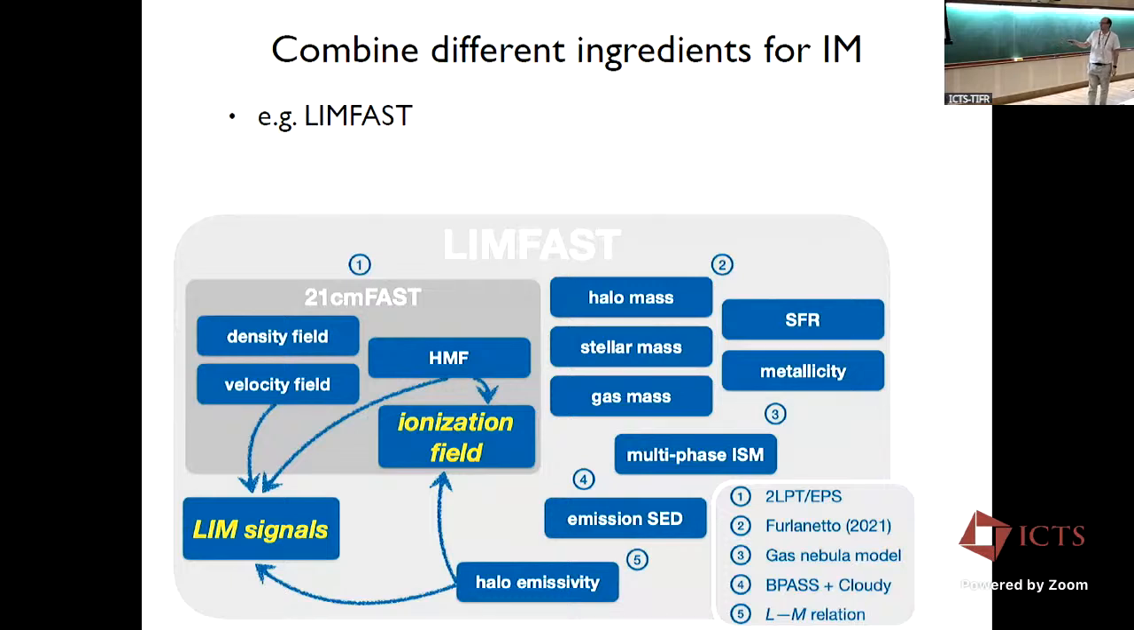And then on top of that, you're adding a prescription for the star formation rate, metallicity evolution, gas mass in all your halos. You need a prescription for what the molecules inside of the interstellar medium look like, and then a prescription for how that ISM emits. And then once you've got all of that together, you can combine all of this astrophysics with all of this to get your line intensity mapping signal and your ionization field. So it's not necessarily horribly complicated, but there's a lot of different elements that need some sort of a prescription.